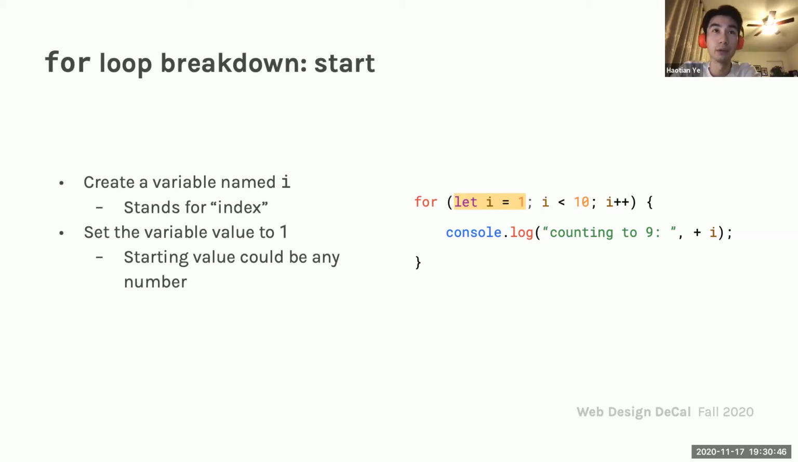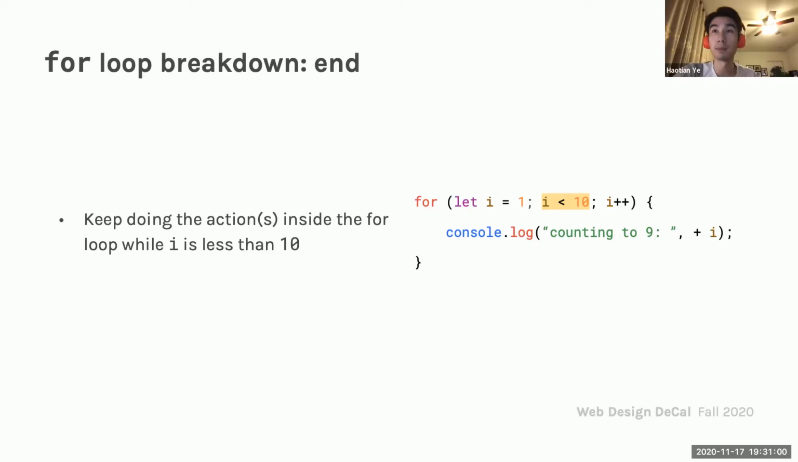So let i equals 1. It could be any value, any starting number, but generally you use a number value for counting iterations. So this is what we start by. Our index is going to start at 1 for this specific example. And we separate each section of a for loop by a semicolon.